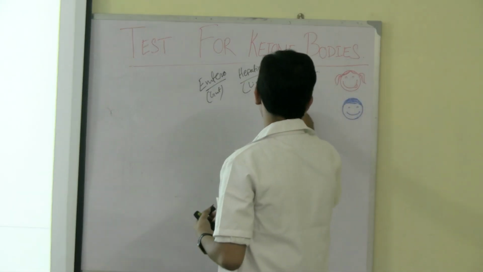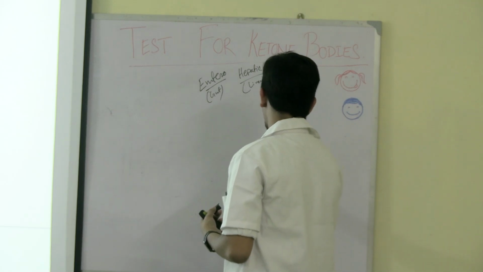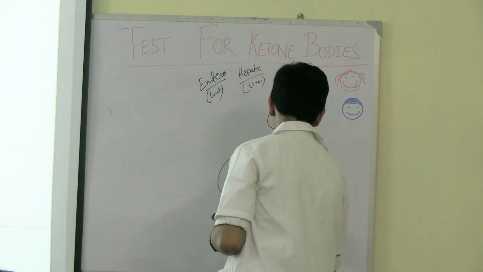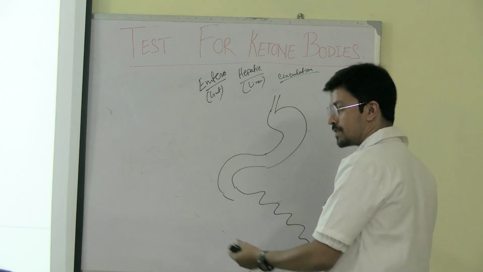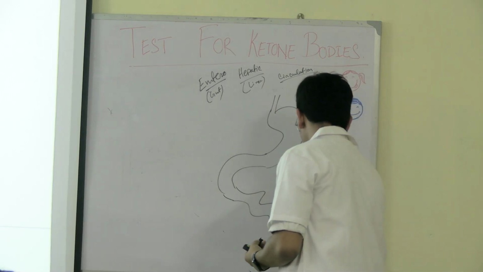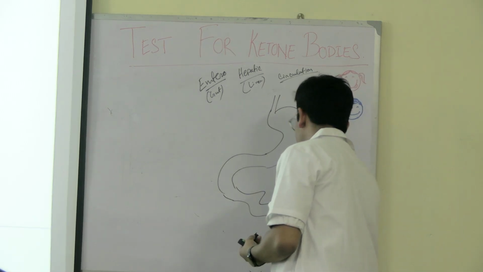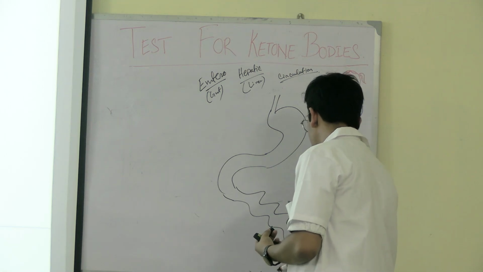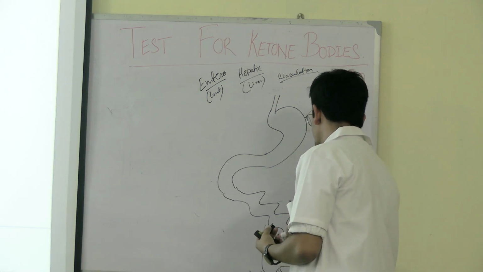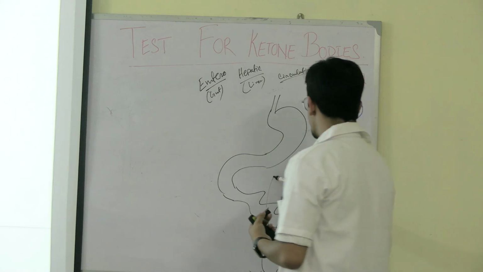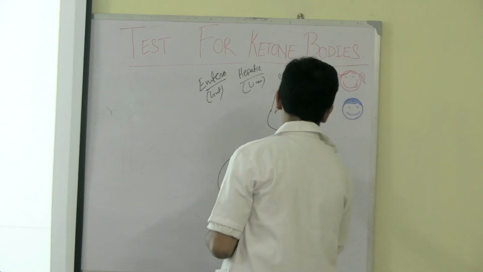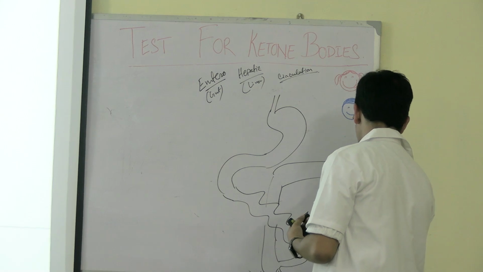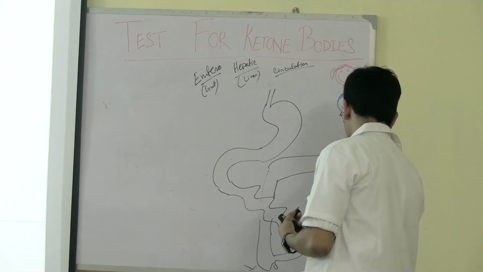So this is the stomach we have. Food is coming through the duodenum, then the small intestine. I am not drawing the small intestine properly, just small intestine. Now the small intestine will meet the large intestine. From here the large intestine comes. This is the appendix and this is the large intestine. This is the ascending colon, transverse colon, descending colon, sigmoid colon, rectum, and then anal canal.